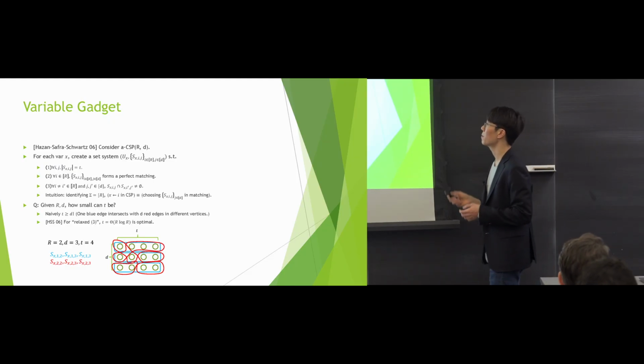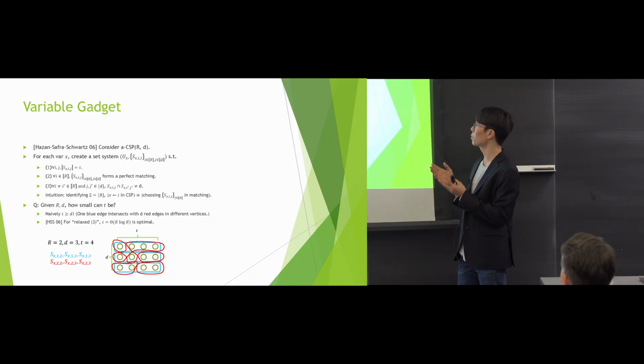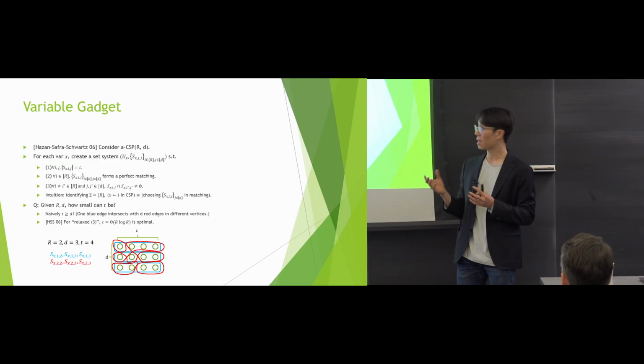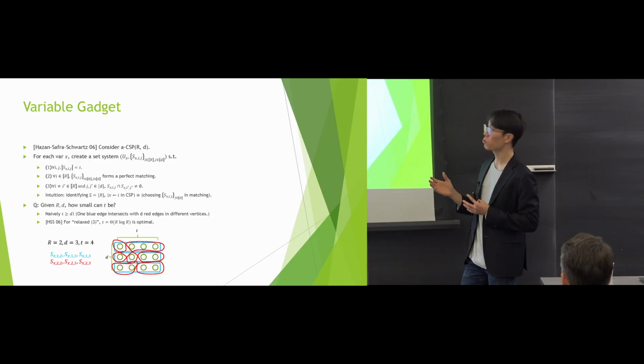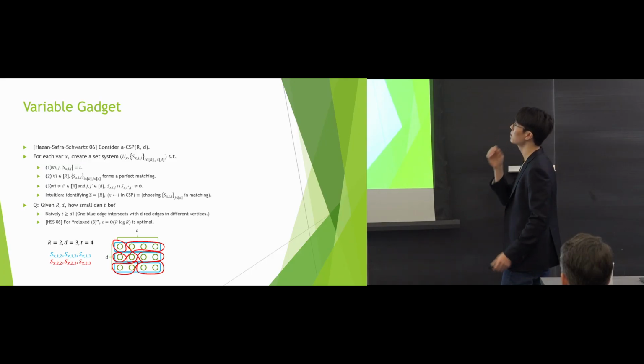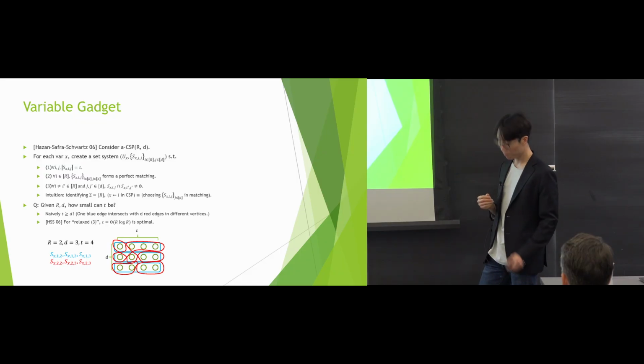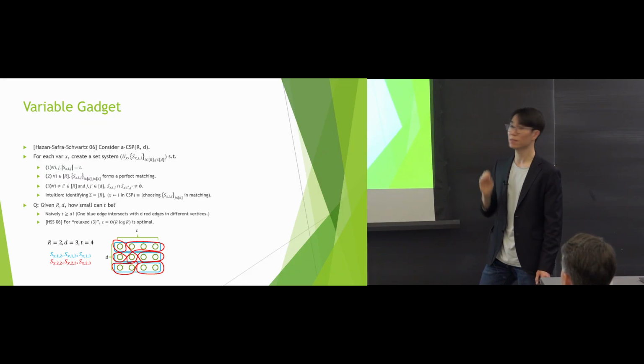Again, the good thing is that we can just proceed slowly. We can just look at the variable gadget level first, and then piecing those gadgets together will not be very hard. So let's first talk about the variable gadget. It's following the idea of Hazan, Safra, and Schwartz. Again, let's consider this CSP instance.